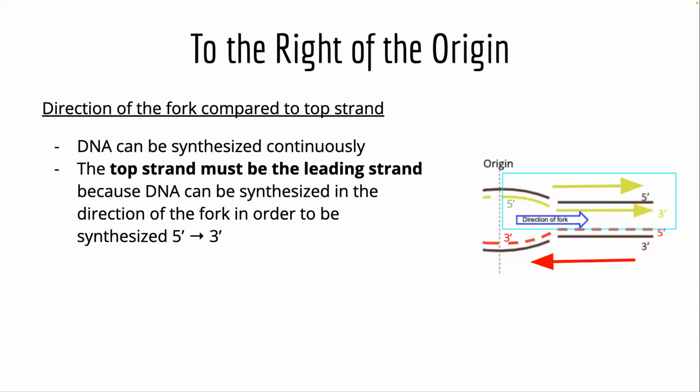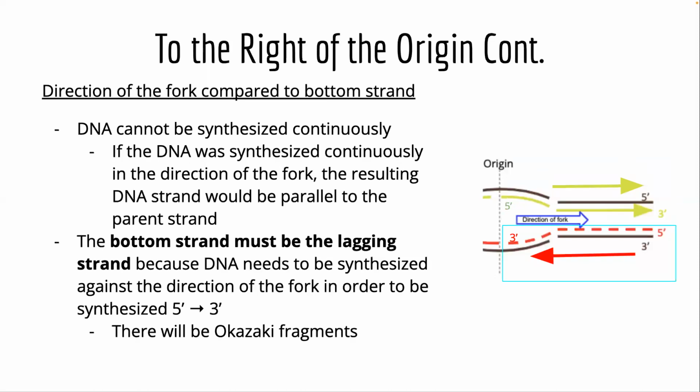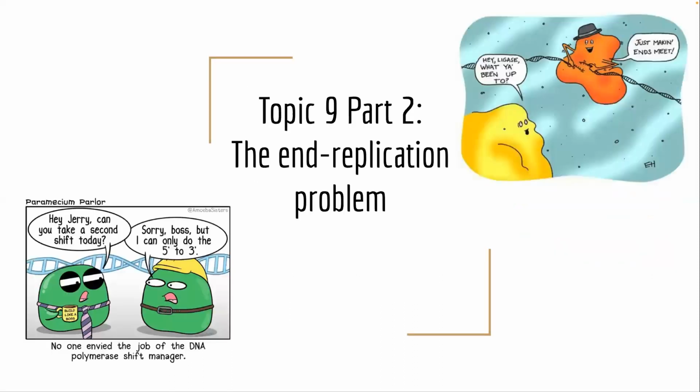And then you look at the bottom strand. Since there are these Okazaki fragments and the DNA polymerase needs to bind and unbind in order to synthesize the DNA, it's going against the direction of the fork, and therefore it is the lagging strand. Okay, and then next we're gonna go over the end replication problem.